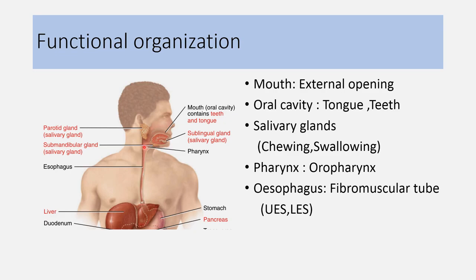From the oropharynx, food enters inside the esophagus. The esophagus is a 25 cm long fibromuscular tube. At the upper end, it contains the upper esophageal sphincter, and at the lower end, where the esophagus opens inside the stomach, it contains the lower esophageal sphincter. By various peristaltic contractions, the food bolus inside the esophagus enters inside the stomach.